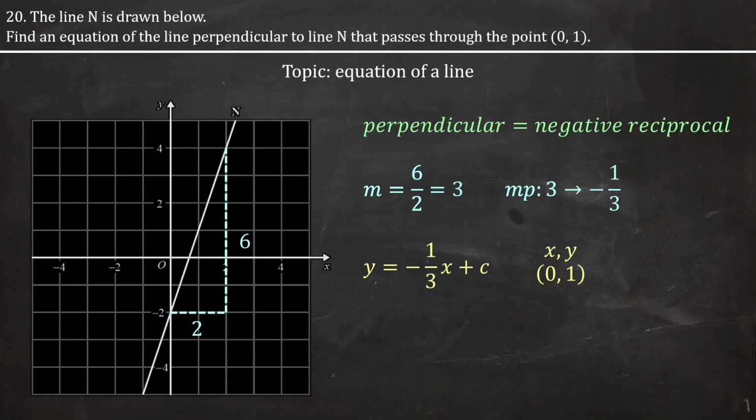Now normally what you would do here is you would substitute 0, 1 into the equation and find it. However, if you think about it a bit, the point 0, 1 is special because what happens when you have an x value of 0? Whenever you have an x value of 0, you have your y-intercept. So the question already gave us our y-intercept. If you substitute them into the equation, you're going to get the same thing, but the y-intercept here is 1. So the final equation is y equals -1/3x plus 1.